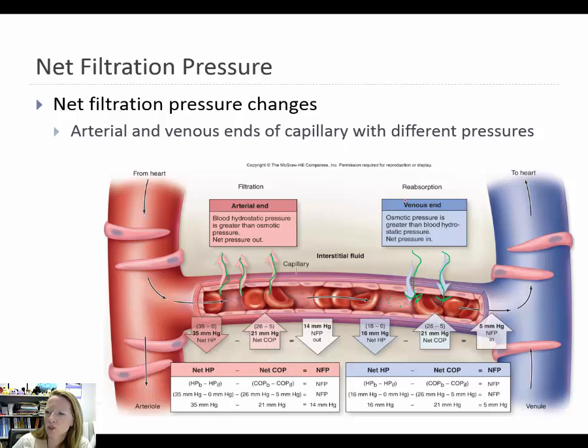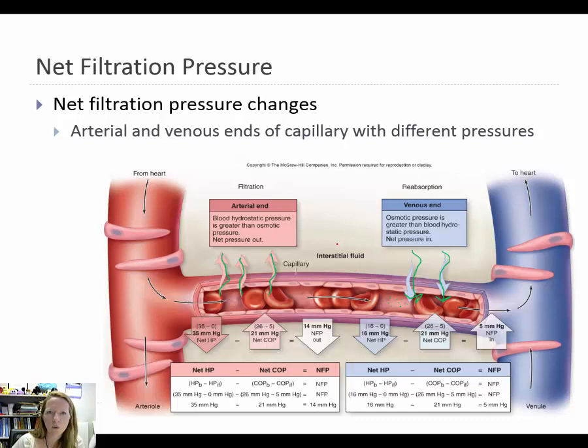We want to be able to move fluid back into the venous end down here, because we need to get carbon dioxide in, we need to get the extra fluid that we just pushed out, we need to get wastes, all of that stuff. So that is going to promote reabsorption. So as you can see, there's a lot more filtration that occurs than reabsorption.